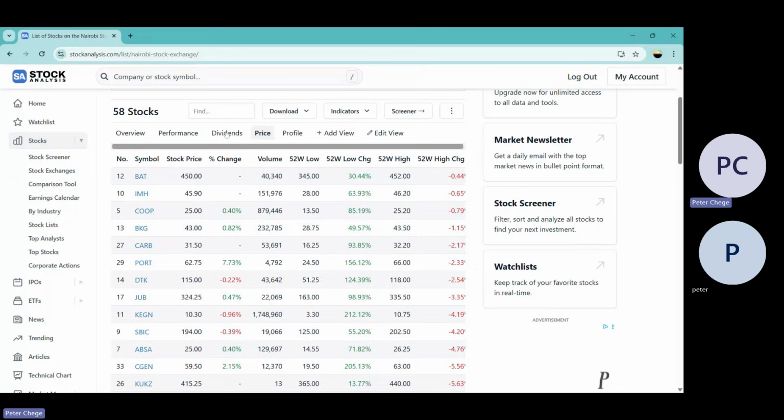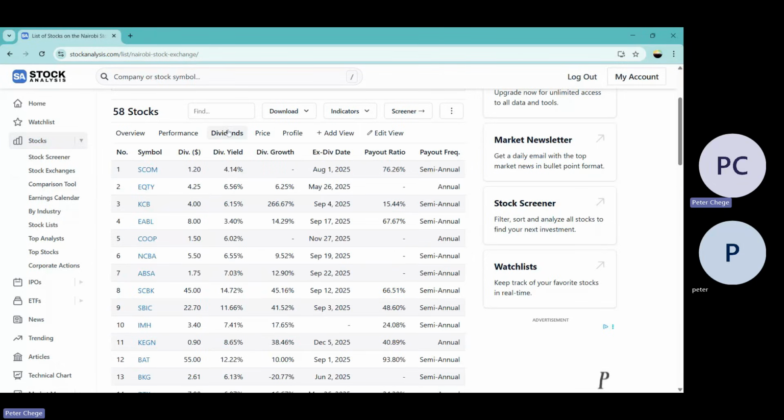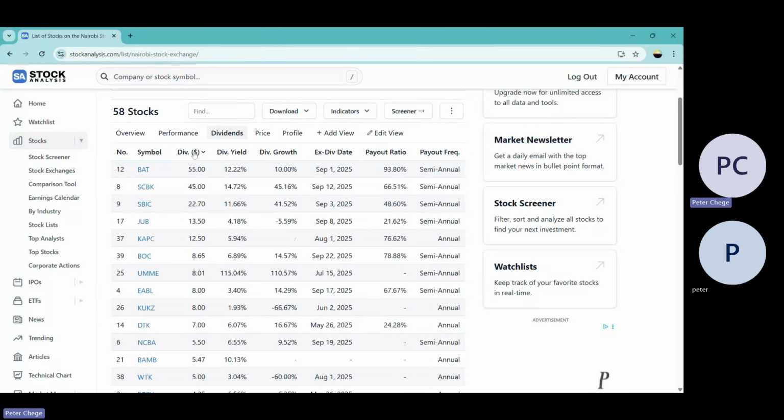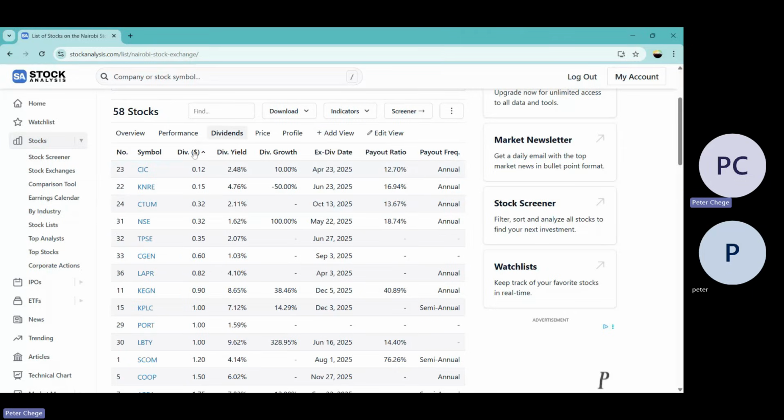So in terms of dividend, you go to the dividend tab. Here you have dividend amount, dividend yield and dividend growth. Ex-dividend date, because that you only need when they announce, even book closure. Then you want to see payout ratio and payout frequency. So for dividend, you check the amount. Maybe you are considering the amount that you want to receive. You can arrange to see which gives the highest dividend and the lowest.